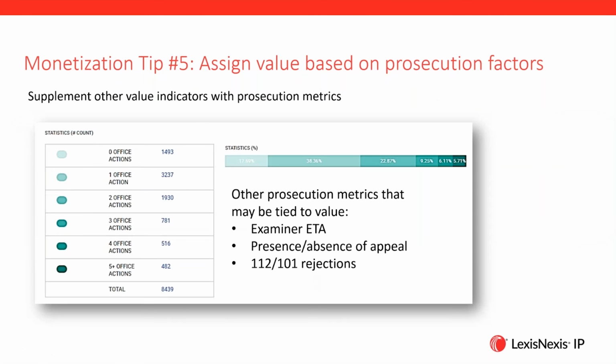And you can even use these prosecution factors to supplement your valuation of granted applications, particularly if they're brand new granted applications, then you might not have that much of an idea yet because they just haven't been out there long enough to be cited. You can use this analysis to supplement the valuation of an entire portfolio, whether it's granted or pending. And again, there's a bunch of prosecution metrics that could be tied to value. Could be the examiner's ETA, presence, absence of appeal, certain types of rejections.